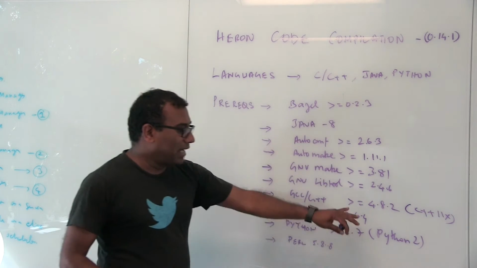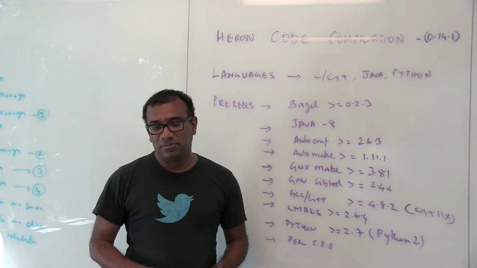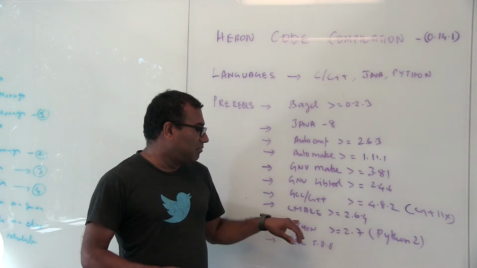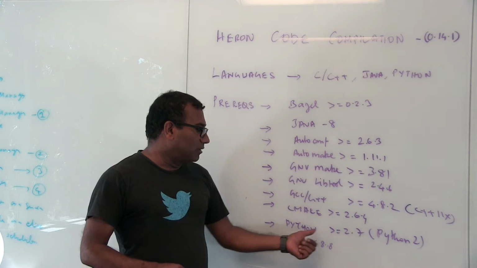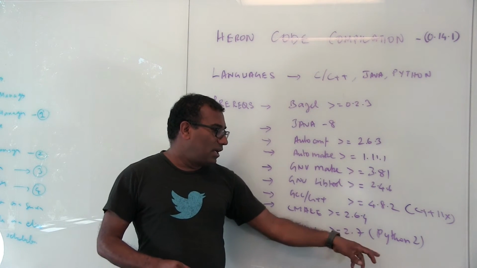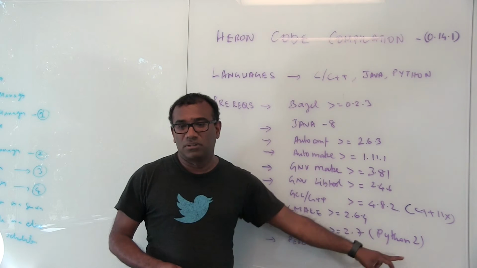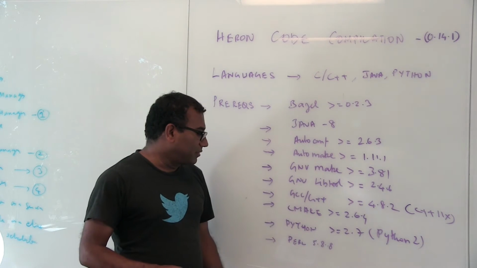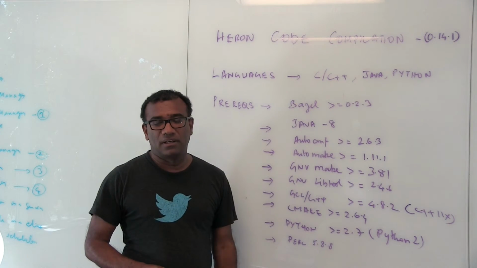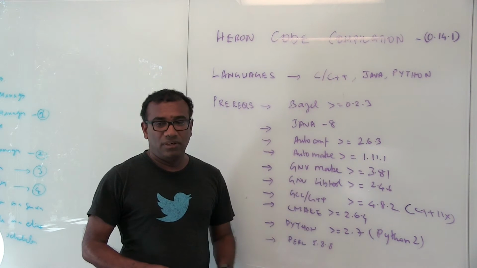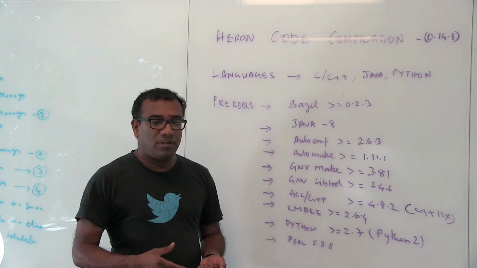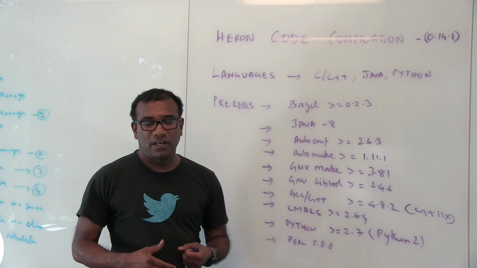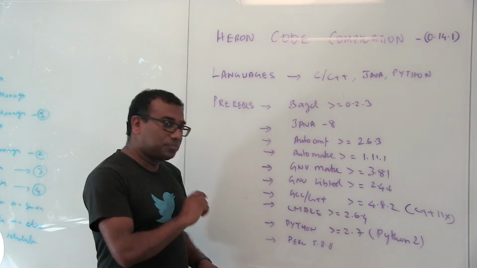And on Macs, you might be using Clang, which is okay. Then CMake, you have to use greater than 2.6.4, and we need Python greater than 2.7, and again it's only Python 2, we don't support Python 3, and Perl 5.8.8. So these are the prerequisites that you need. Once you have these prerequisites installed, we need to configure Heron and do some compilation.